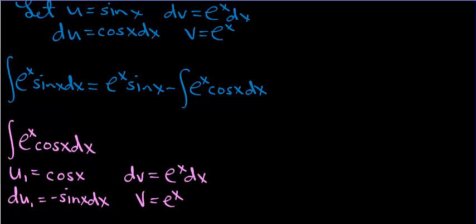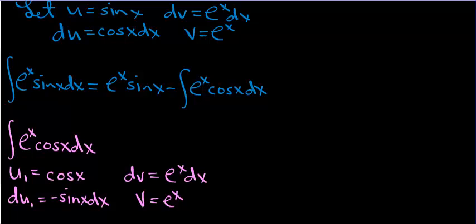Now, what complicates this a little bit is if it weren't just e to the x, if it were e to the 3x, sine 4x, something like that. But I'm doing this simple one just so that we can see the process, and then the complicated parts can come later. Now, let's see what we've got.